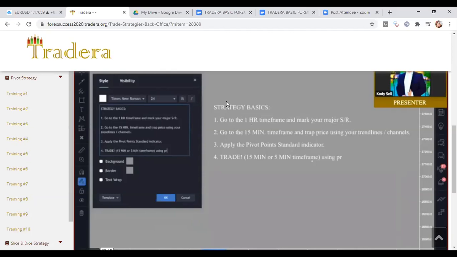Now, this homework here is not even going to have you starting at the monthly and dropping down. We want you to go to the 1 hour time frame and mark your major support and resistance areas. Remember, look in the area where price is currently. You're going to mark your most recent high, your most recent low, and any areas where support and resistance was respected.